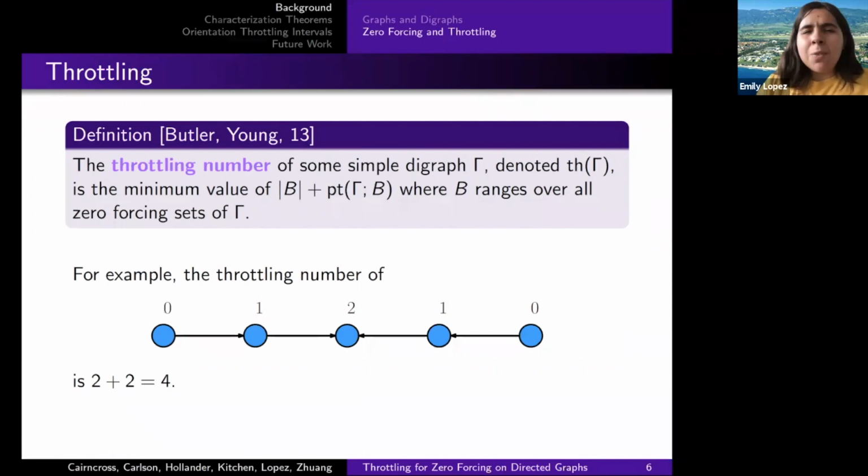However, this zero forcing set does not achieve the throttling number, as we saw in the previous walkthrough example of the zero forcing set on 2 vertices, and that was able to propagate in a total of 2 time steps, thus making the sum of the cardinality of the zero forcing set and the propagation time of the zero forcing set to be 4, which just so happens to be the minimum sum.